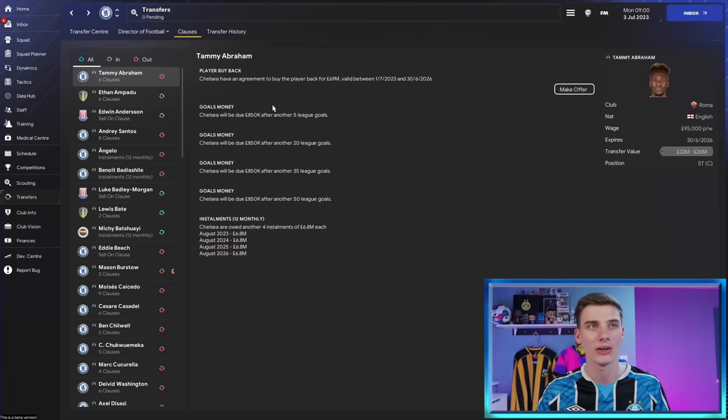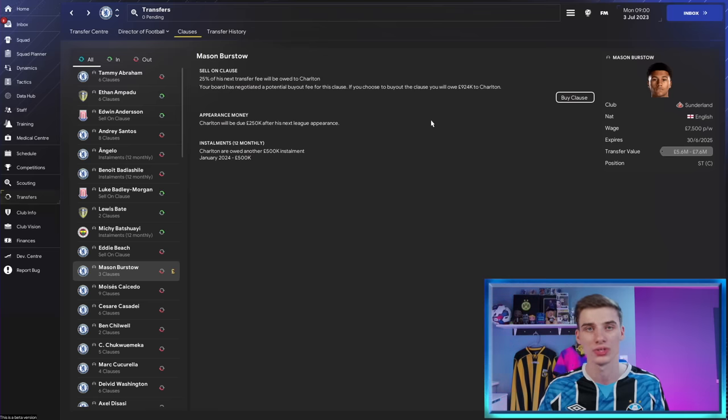If you don't know what I mean by this, if you go into this transfer clauses page, anything with a pound sign on it can be actioned, whether it's buying a clause to save you money in the long run or selling a clause to make some quick cash. Now, if these players are still at your club, like Mason Burstow, this is a clause that we can buy, so we can spend money to potentially save us some cash in the long run.